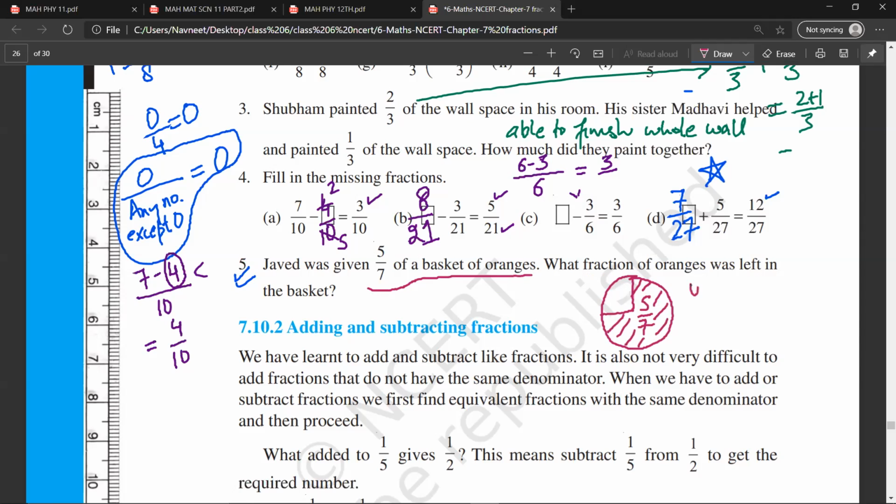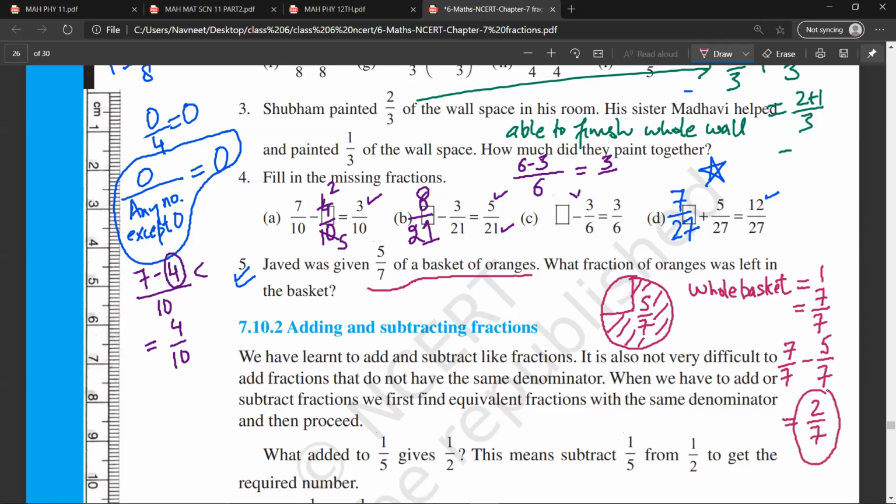The whole basket I can write as 1. 1 I can write as 7 by 7. So from 7 by 7, I subtract 5 by 7. The answer that I get is 2 by 7.